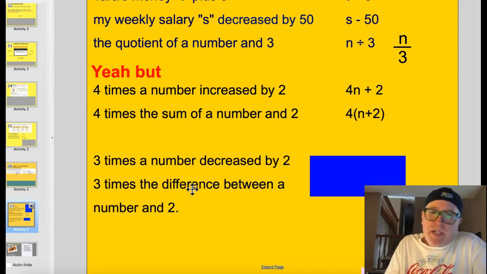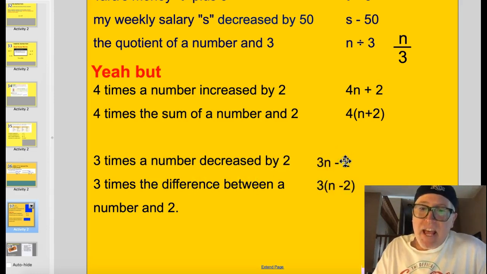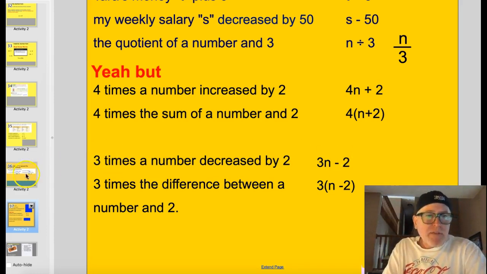These two right here. 3 times a number decreased by 2. 3 times the difference between a number and 2. All right, see if you got them. How'd you do? There, I knew you could. Alrighty, well, that's it for today.